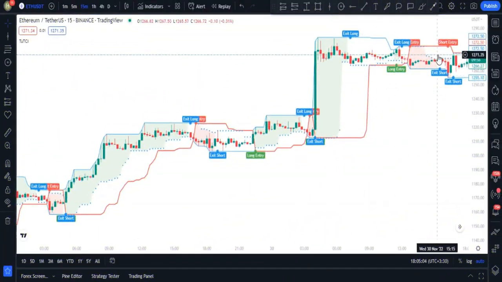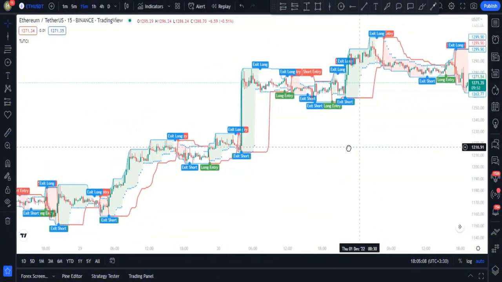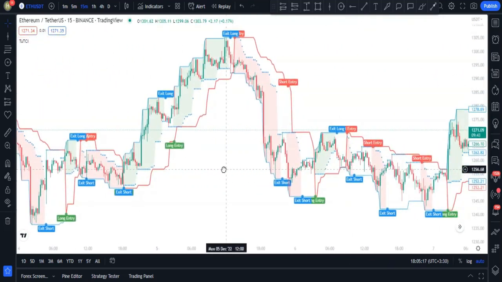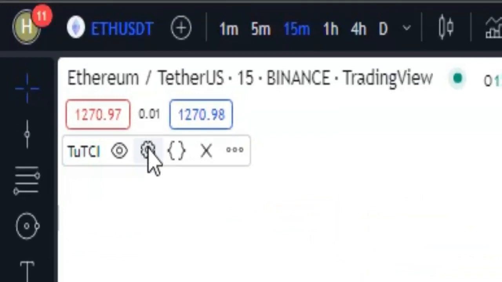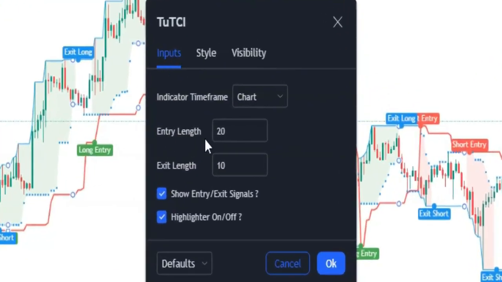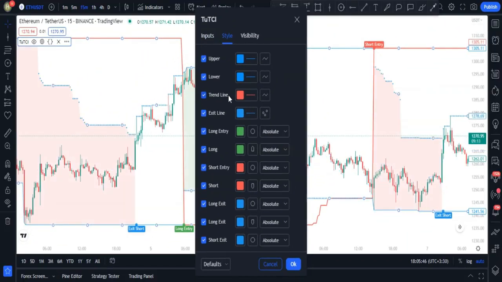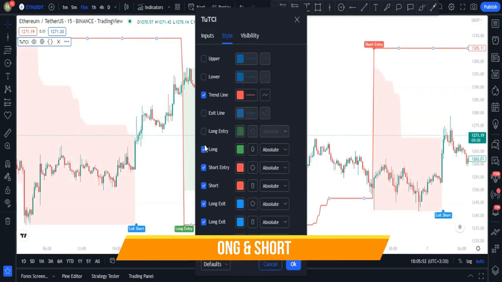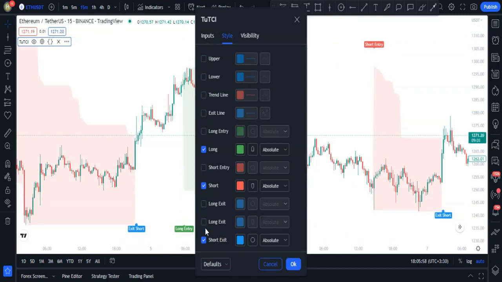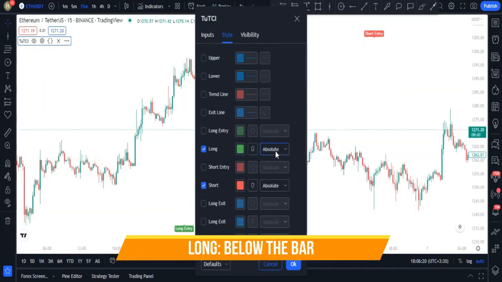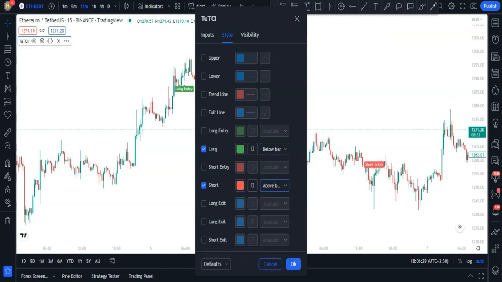Now we can see the TUTCI indicator on your chart. This indicator prints buy and sell signals on your chart, but some adjustments are needed. So click the settings menu, and after that in the inputs, please change the entry length to 200 and the exit length to 100. Then in the style section, except for long and short option, disable all other options. And make the long option below the bar and short option above the bar. That would be all with this indicator.